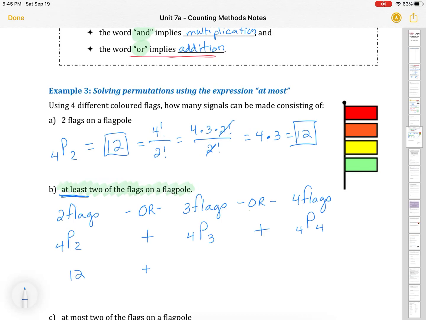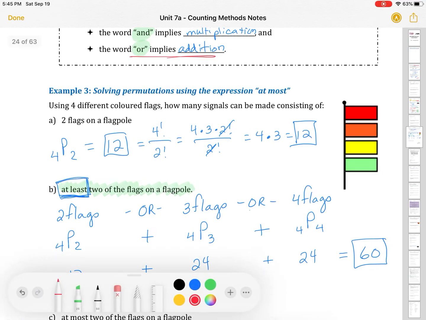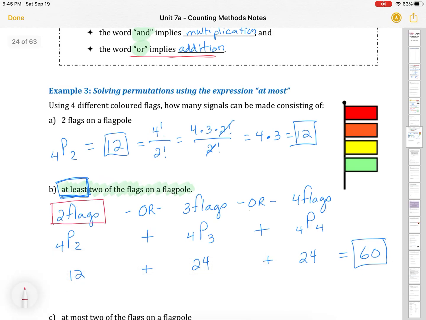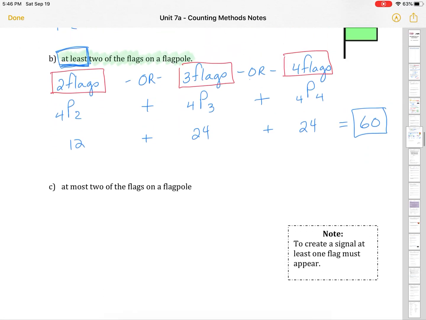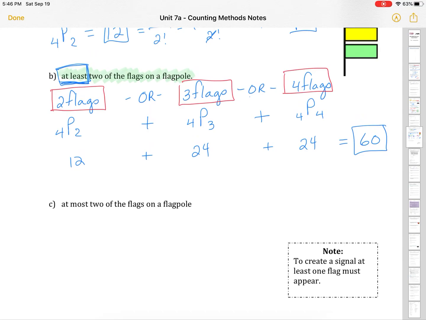So let's figure those out. We can use our calculator. You can use the formula, whichever way you wish. We know this one's already 12. Plus, when we do 4P3, if you use your calculator or you do your work, you should get 24. And then 4P4, I also get 24. I add those together and I get 60. So because this says at least, we have to think about all 3 possibilities that are at least 2 of the flags on the flagpole.